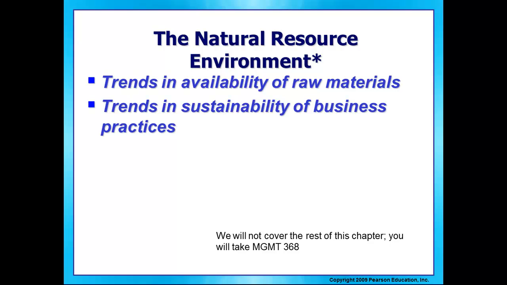As I mentioned, another factor in the external environment is the natural resource environment, and the asterisk here means that this factor is not explicitly covered in your textbook, but it is critically important today. Trends in the availability of raw materials pose opportunities and threats. One of the most important raw materials today is silicon that is used to create silicon wafers or chips that drive many of our electronics.